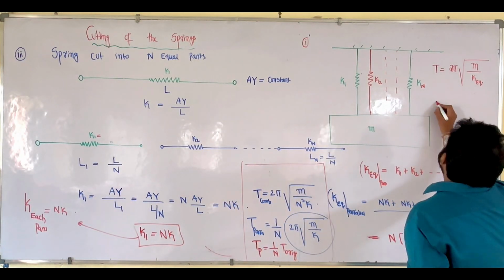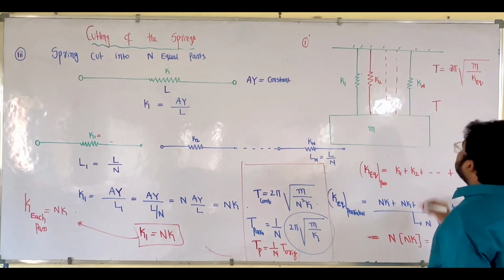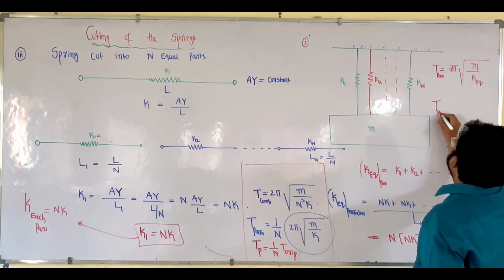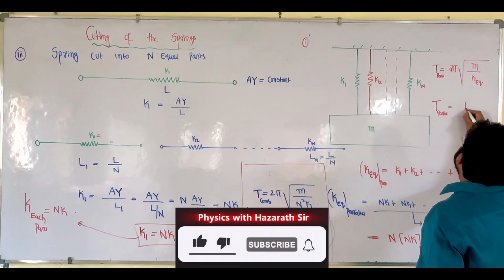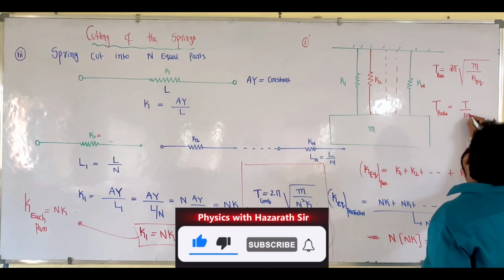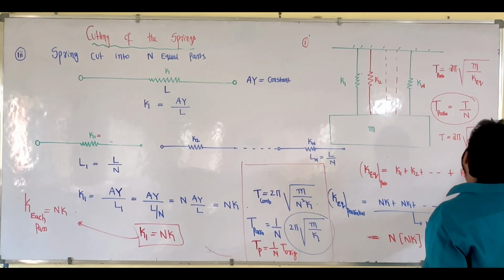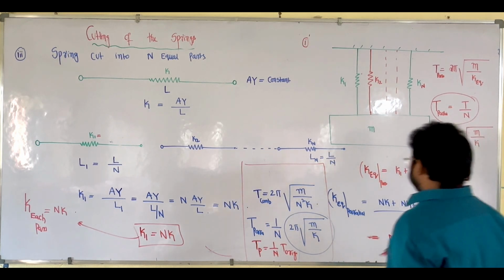What is the T here? So here T parallel equal to T by N. Here T can be written as 2 pi square root of M by K. This is the original spring.